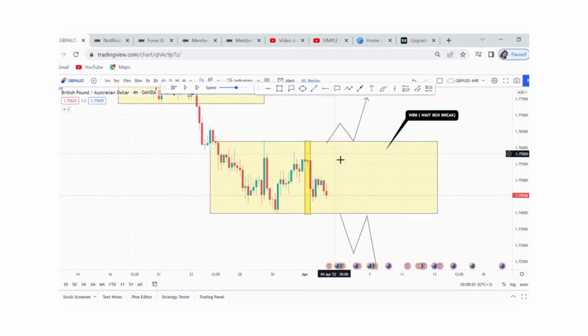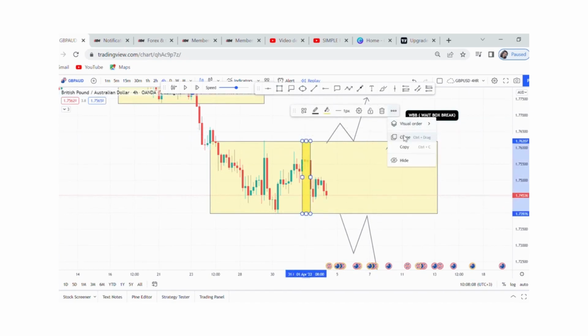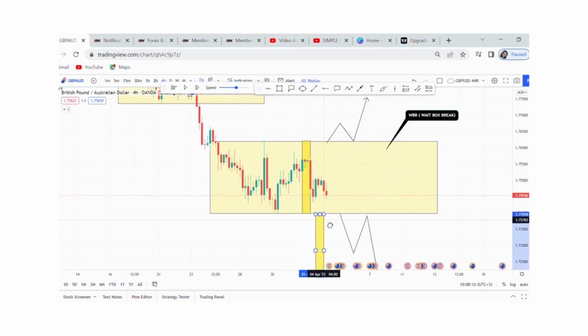Now you clone this box. Cloning, you come here, you clone. You have box A to come to that side, and then you clone again the same box, because if it breaks either side, it will go that distance, and I'll show you with other examples.